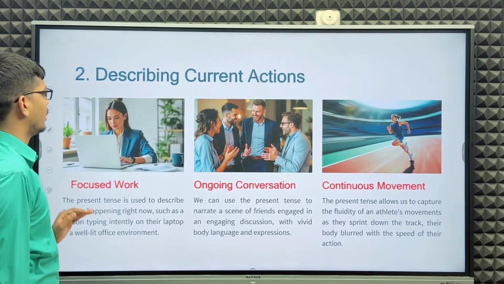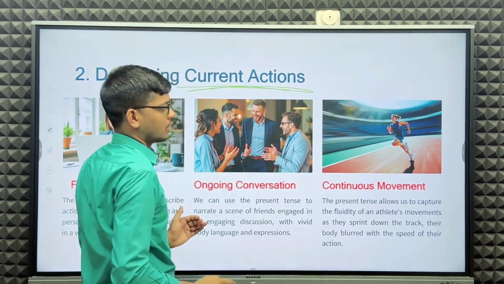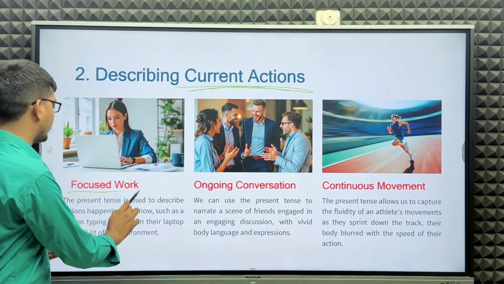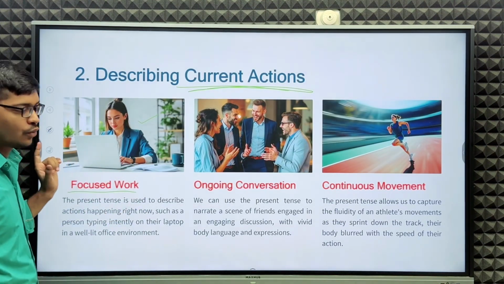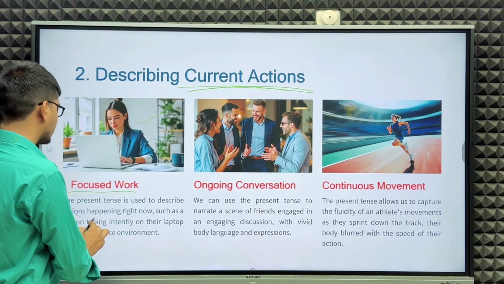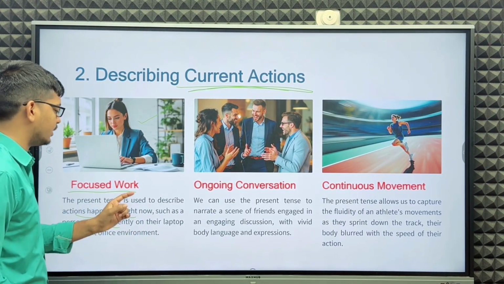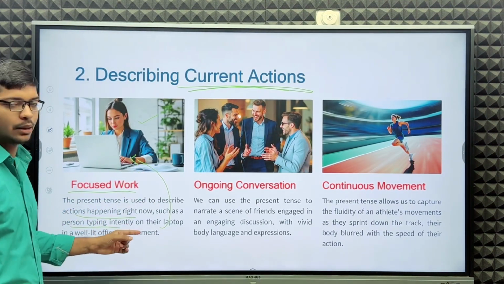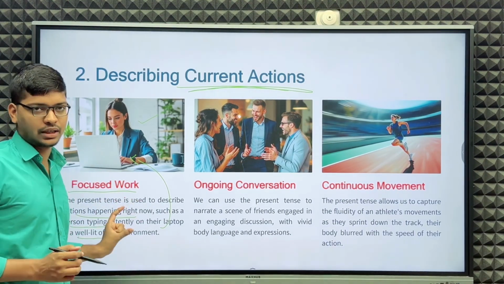Let's see the next use. The next use is related to describing current actions. Current actions, like focused work. Like this, she is working. Focused work. So the present tense is used to describe actions happening right now, such as a person typing intently on their laptop in an office environment. So this is focused work. So we have to use the simple present tense with it.